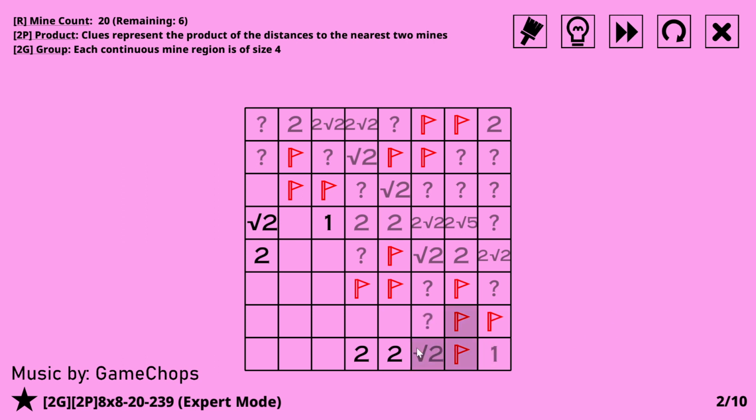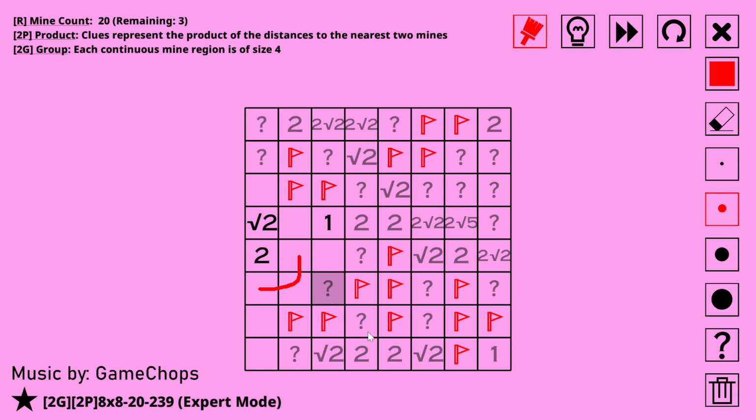Okay. This 2 now can't be 2 root 2 because you only have one of those available. So it must be 1 times 2, which means no root 2s. It must see a 1 somewhere, which must be this one, which gives you a region of 4. This 2 sees a root 2, so it needs to see another root 2. This root 2 must see a... well, it already sees 1, 1, so it can't see another 1. It must see a root 2 somewhere, which must be there. We know one of those are mines.